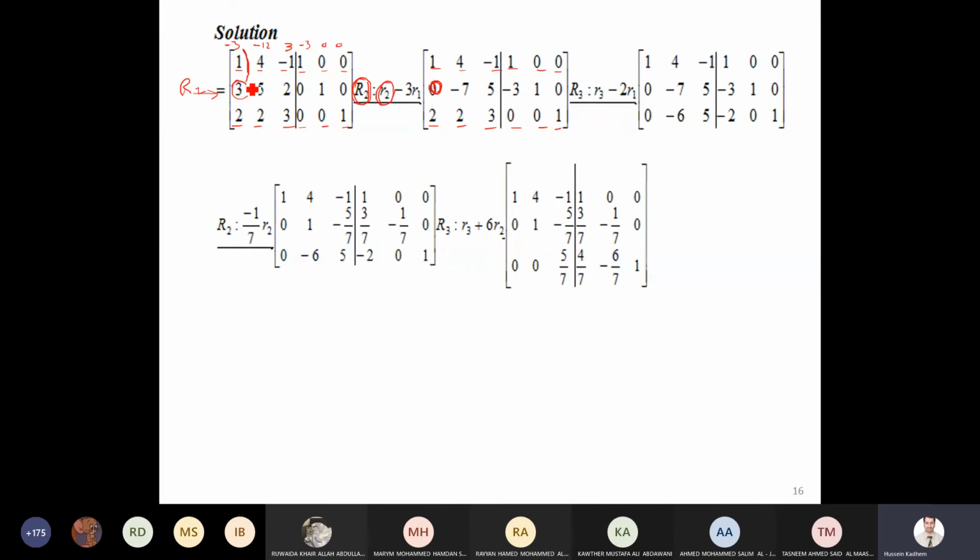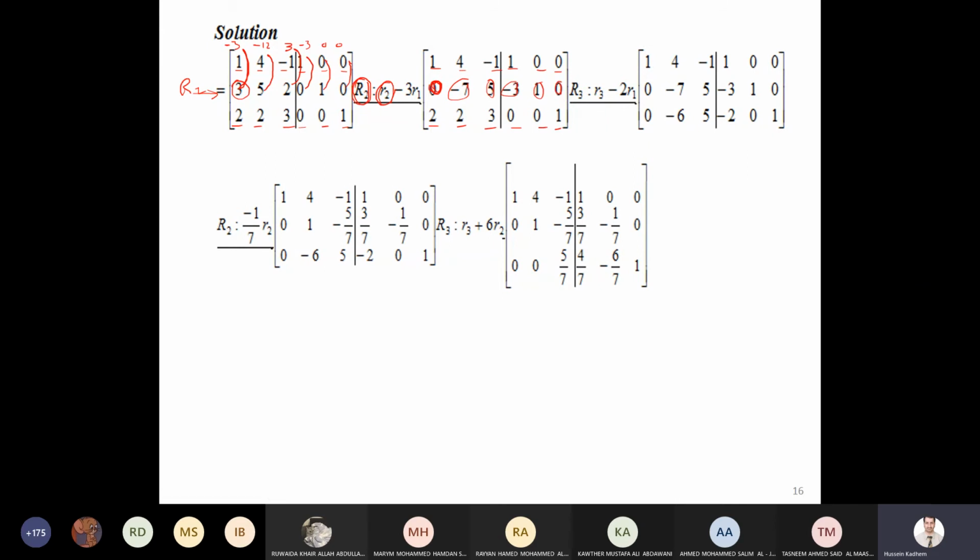3 minus 3 will give 0. 5 minus 12 will give minus 7. 2 plus 3, 5. 0 plus minus 3, minus 3. 1 plus 0, 1. 0 plus 0, 0. This is the first step.